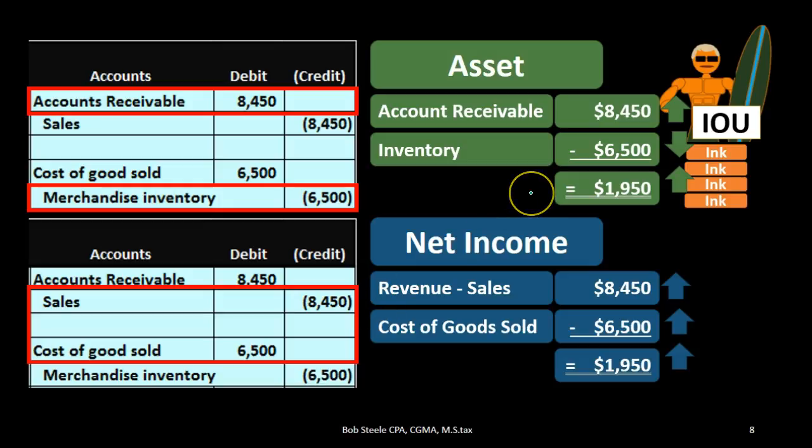This should make sense if you spend some time and look at this. We're going to say, okay, yeah, when we record the sale on account, there's an increase and a decrease in assets, and it's going to be $1,950 in this case. There's going to be an increase and decrease in terms of the income statement accounts in terms of net income, meaning revenue goes up, expenses go up, and revenue minus expenses goes up by the same amount as the balance sheet accounts are going up by.